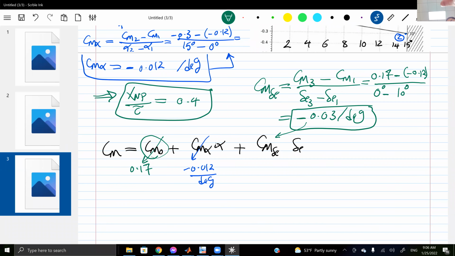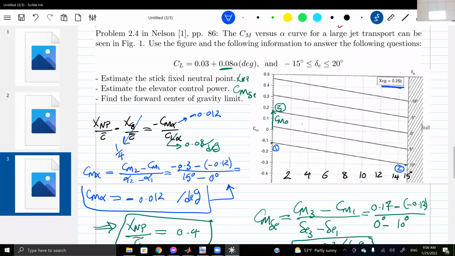All right. And this is at what CG? This is not at any condition. This is at a particular CG, particularly the CM alpha. The slope here is the one that corresponds to that CG. If the CG changes, CM alpha will change. Okay, first requirement, neutral point, we got it. Elevator control power, we got it.